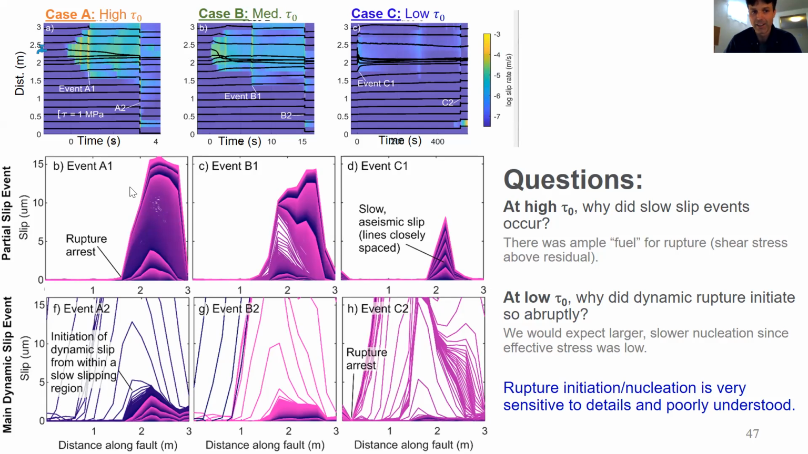What doesn't make sense is, why did event A1 occur? Why, under high initial shear stress, did this slow slip event occur? It's starting to accelerate, and then it didn't go. There's plenty of fuel to carry dynamic rupture. We know that because just a few seconds later, a dynamic rupture just blew through the entire sample. So how come a local acceleration occurred and it died? It suggests that we don't really know what's going on with new earthquake initiation. The criterion to spark a dynamic rupture is not very well defined, and it's complicated.